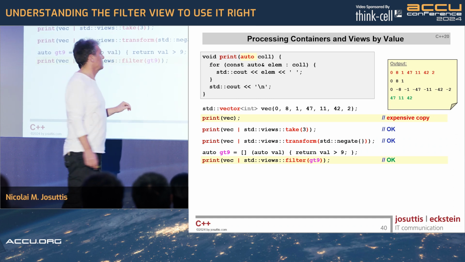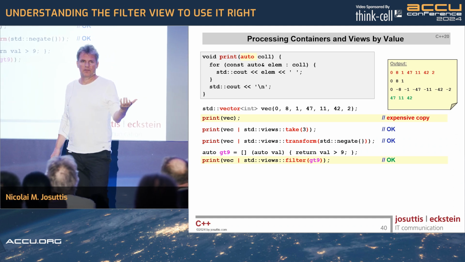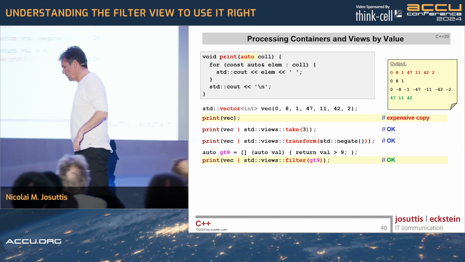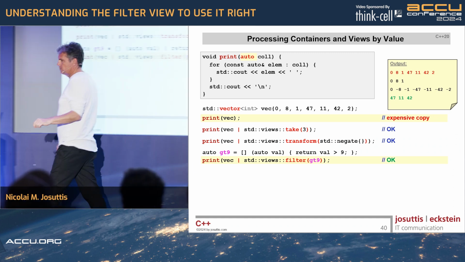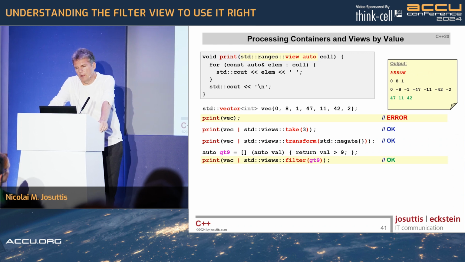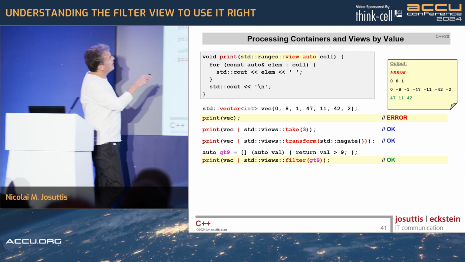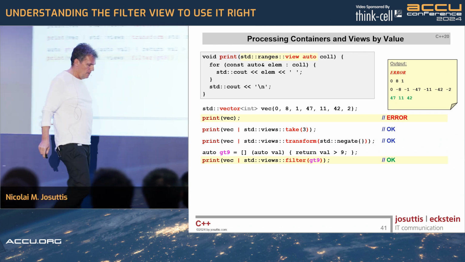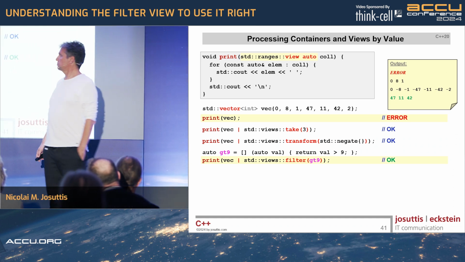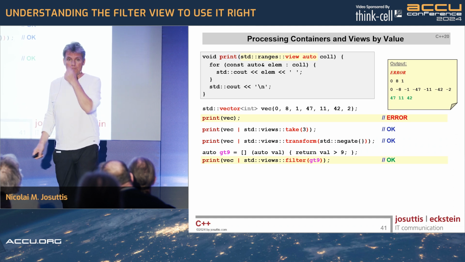But the problem is, we might want to call this function with both containers and views. So passing by value would make calling print for a vector expensive. So maybe we require that the parameter is a view. We have concepts, and we can say, here's a constraint that this function is only available for views. But then printing a vector no longer compiles.